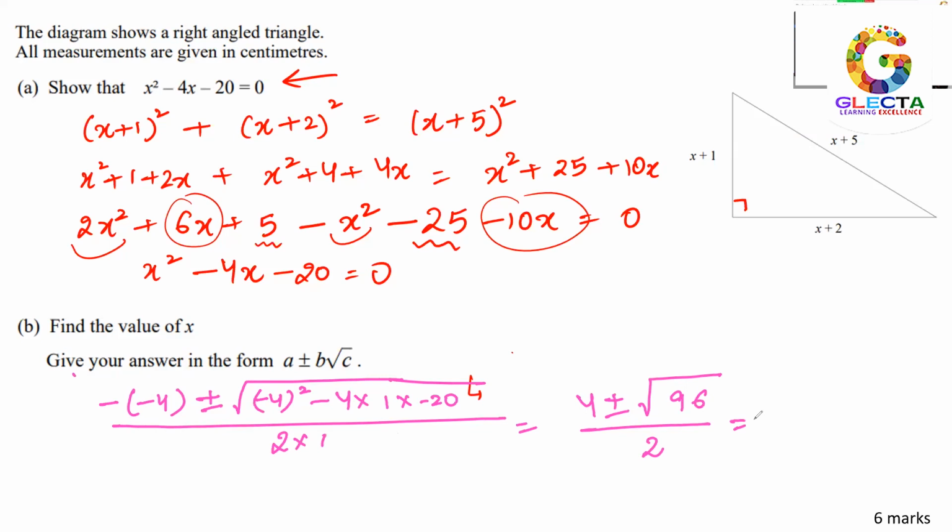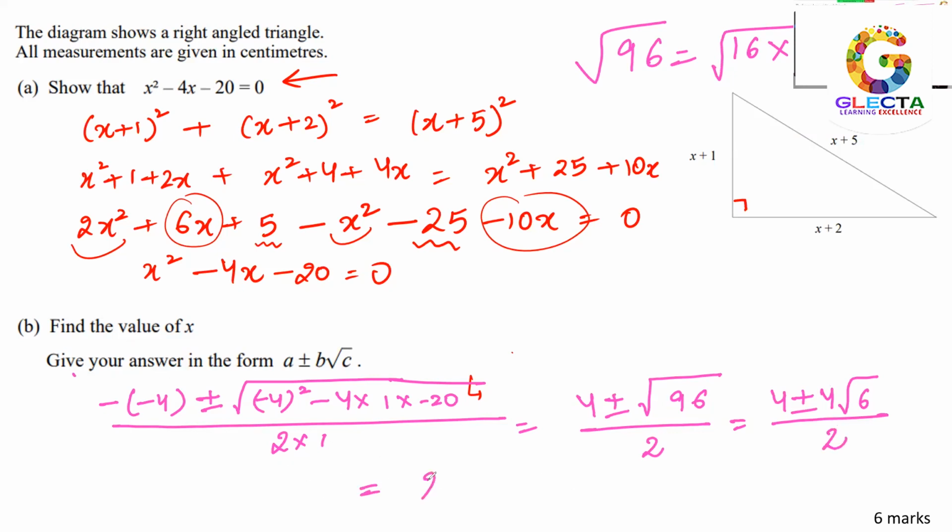Now you think, can you write 96 as a product of any square number? Yes, 96 is 16 times 6, right? So when you take the square root of 16, it is 4. So you write 4 plus minus 4 surd 6 over 2, divided by 2. And your final answer would be 2 plus minus surd 6. Now, technically, when you do it on your calculator, surd 6 is 2.444 something.